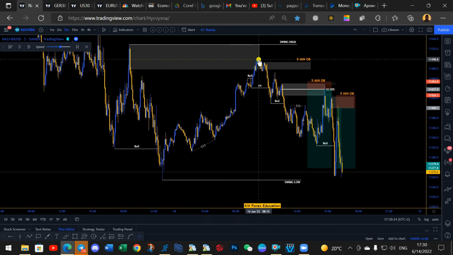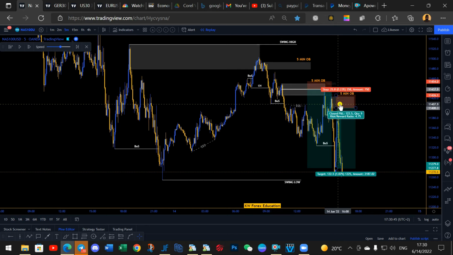What I wanted to do is, after mitigation, see a sign of reversal, of which we saw a change of character here. We planned on selling there, but we did not get another mitigation. We could have sold from there. We continued waiting. We had another break of structure here, then price came to mitigate from our order block here, and then we have another entry there.